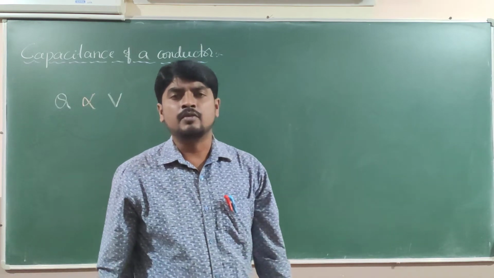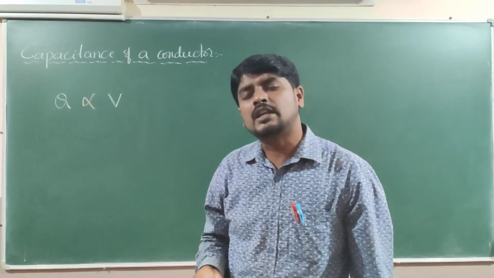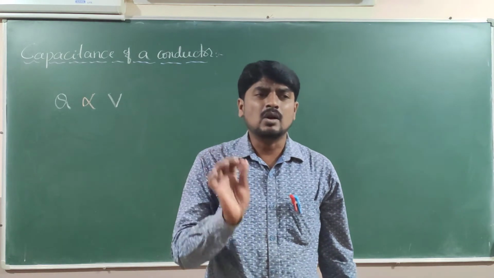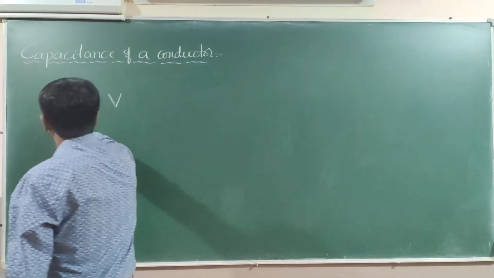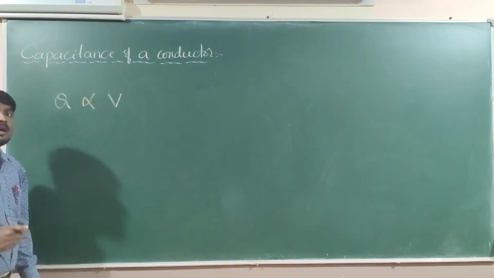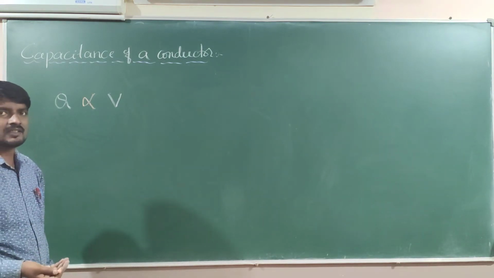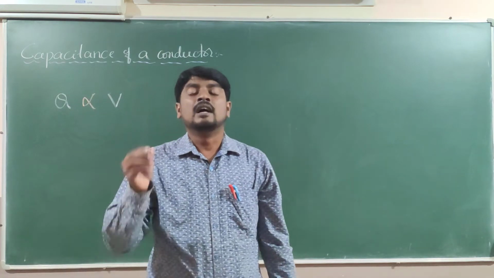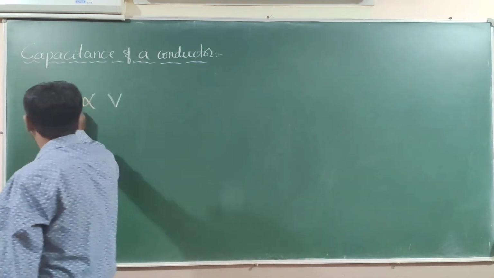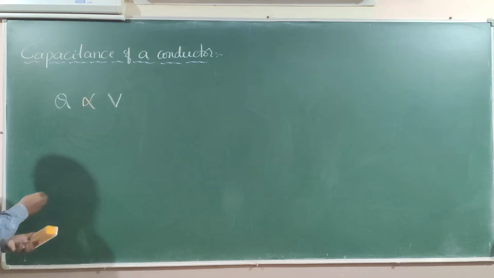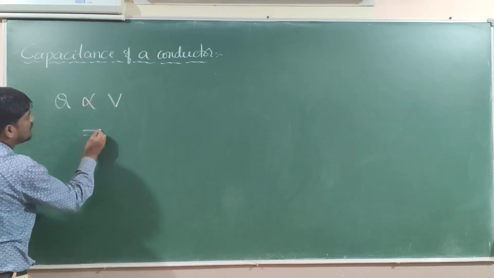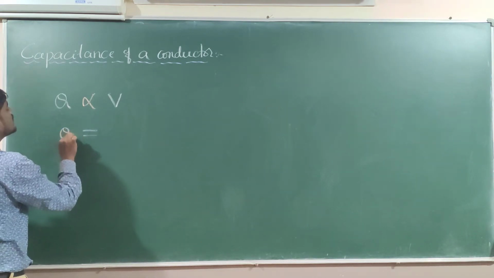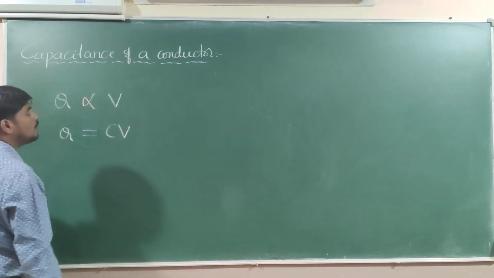Once you understand this concept, our next job is to remove this proportionality by introducing a constant. If charge increases, potential also increases, but at what rate? That I have to calculate. Does it increase by 2 times, 3 times, 4 times? That constant value I have to calculate. If I want to replace the proportionality by an equal sign, I must use a constant. Then I write Q is equal to C into V.